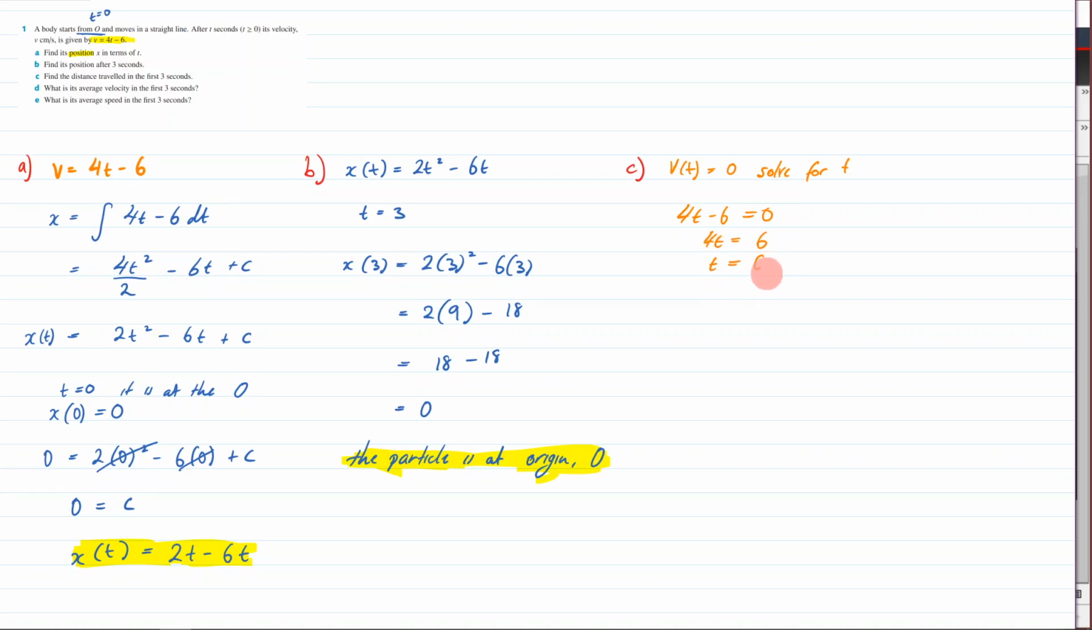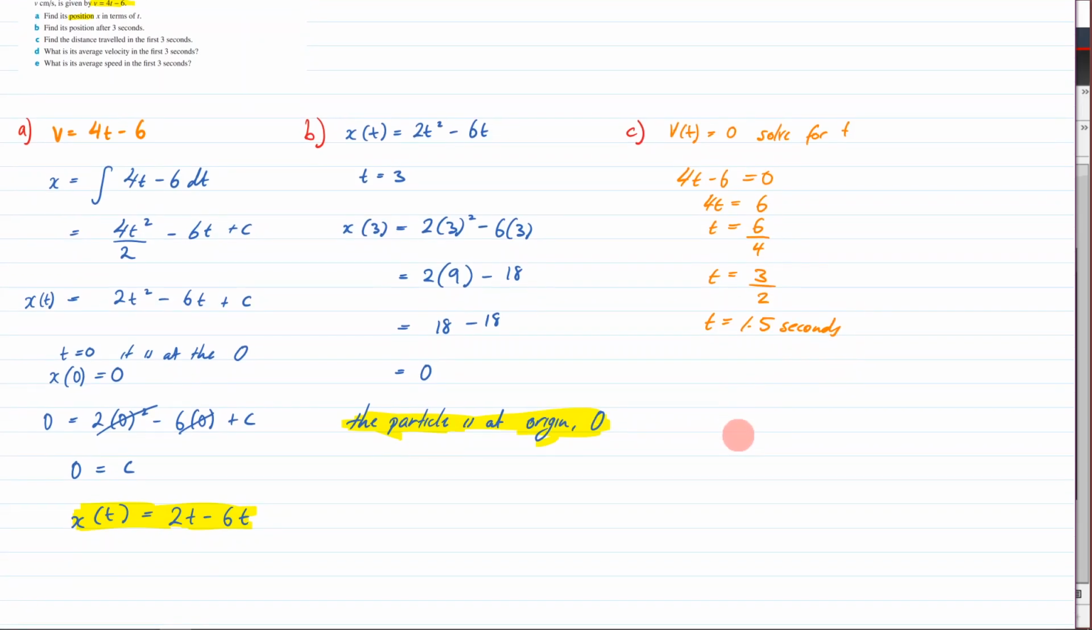6 on 4. t is equal to 3 on 2. Perfect. So that means when t is at 1.5 seconds, I'm going to get a stationary point. Let's find where that happens. x of 1.5 or 3 on 2, because I'm not going to use my CAS. I'm going to have to do this like that.